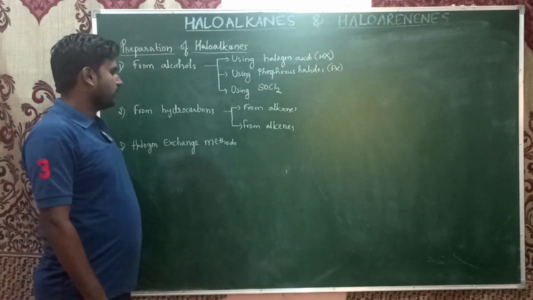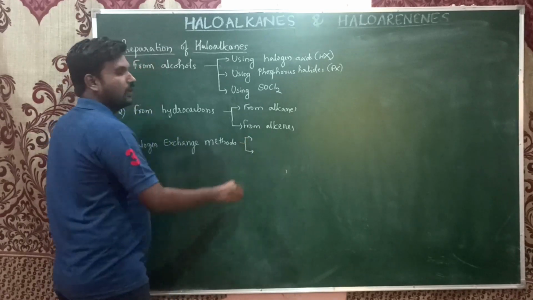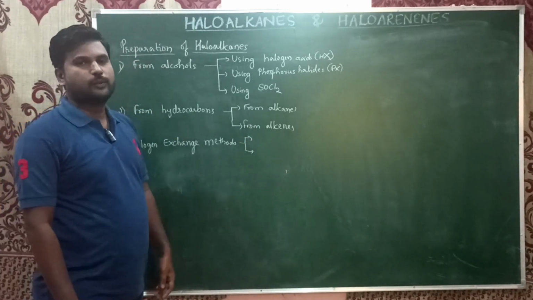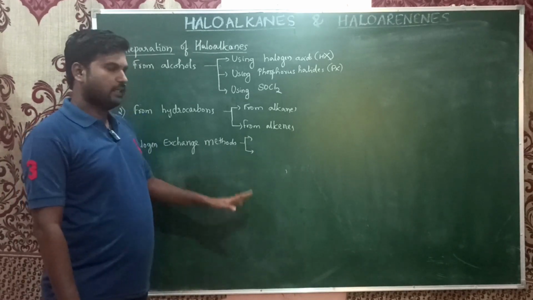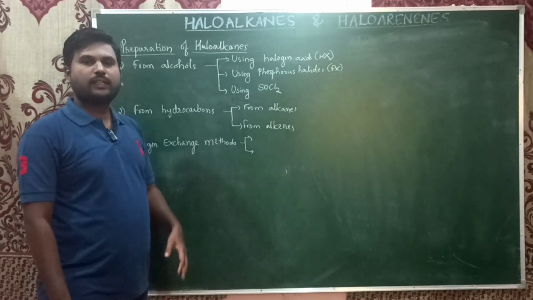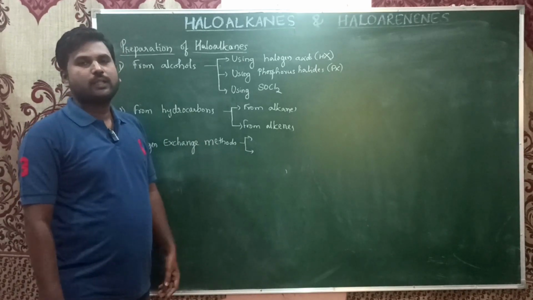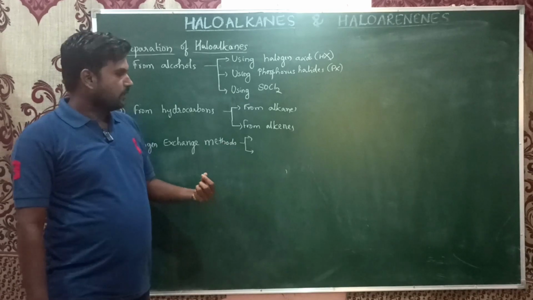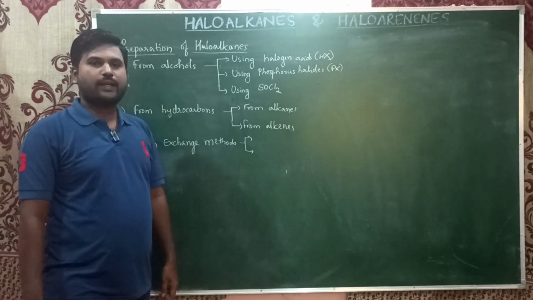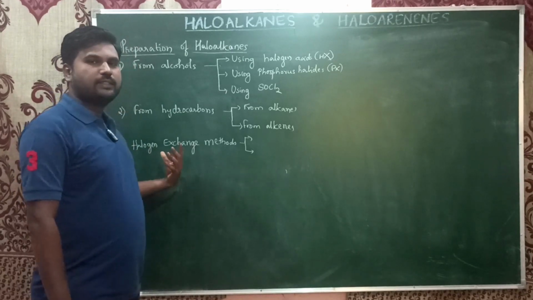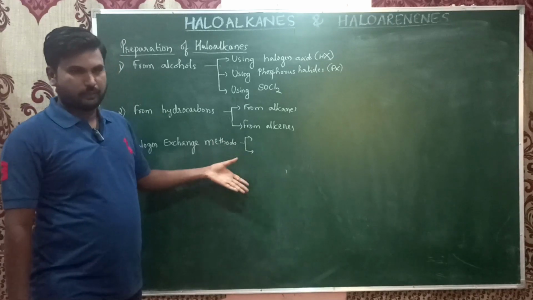And in the case of halogen exchange methods, chloride and bromide compounds are very common in nature because they are good reagents. But fluorides are very reactive, and iodides are very slow reacting, hence those compounds are very few. But whenever we require iodides or fluorides, we can convert chlorides and bromides into iodides or fluorides. Those are the two methods.